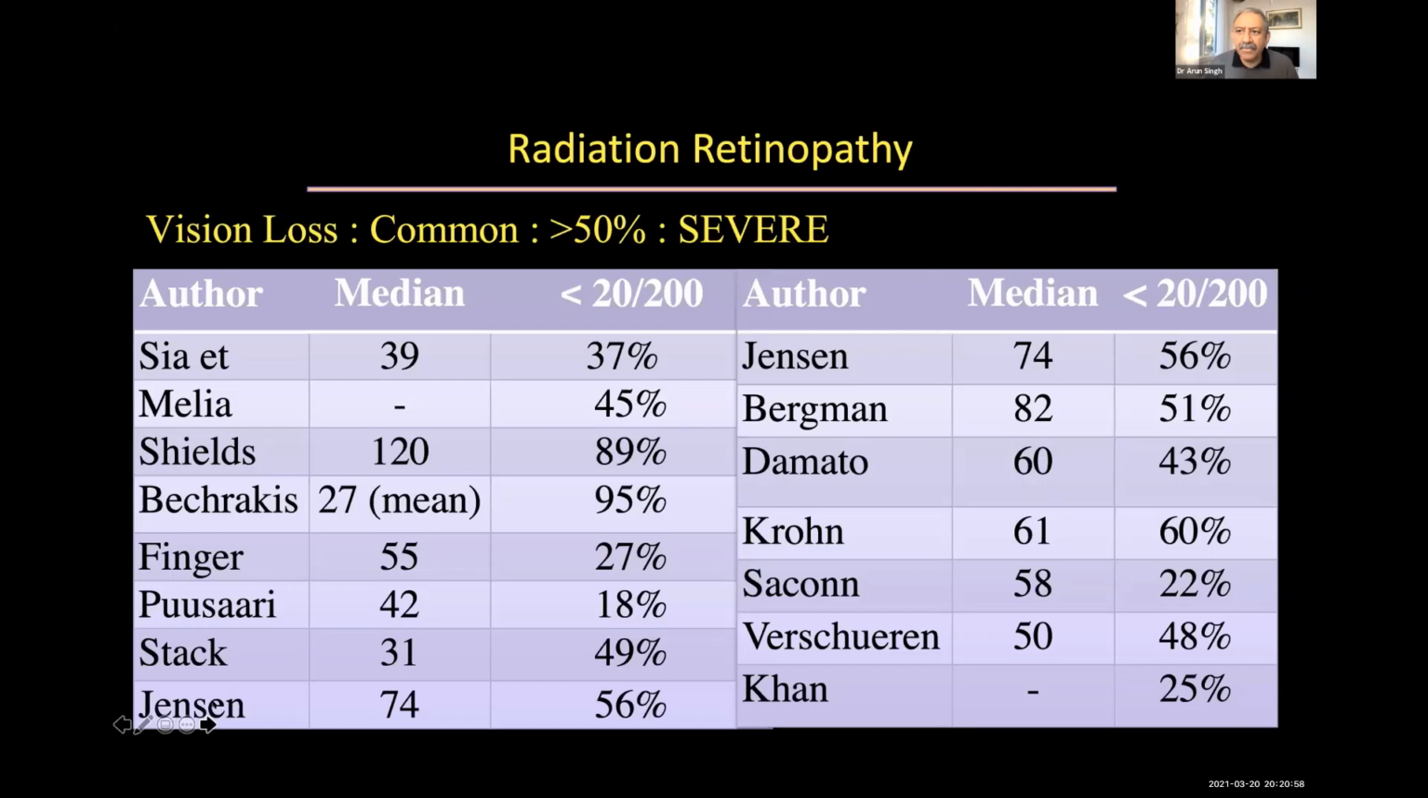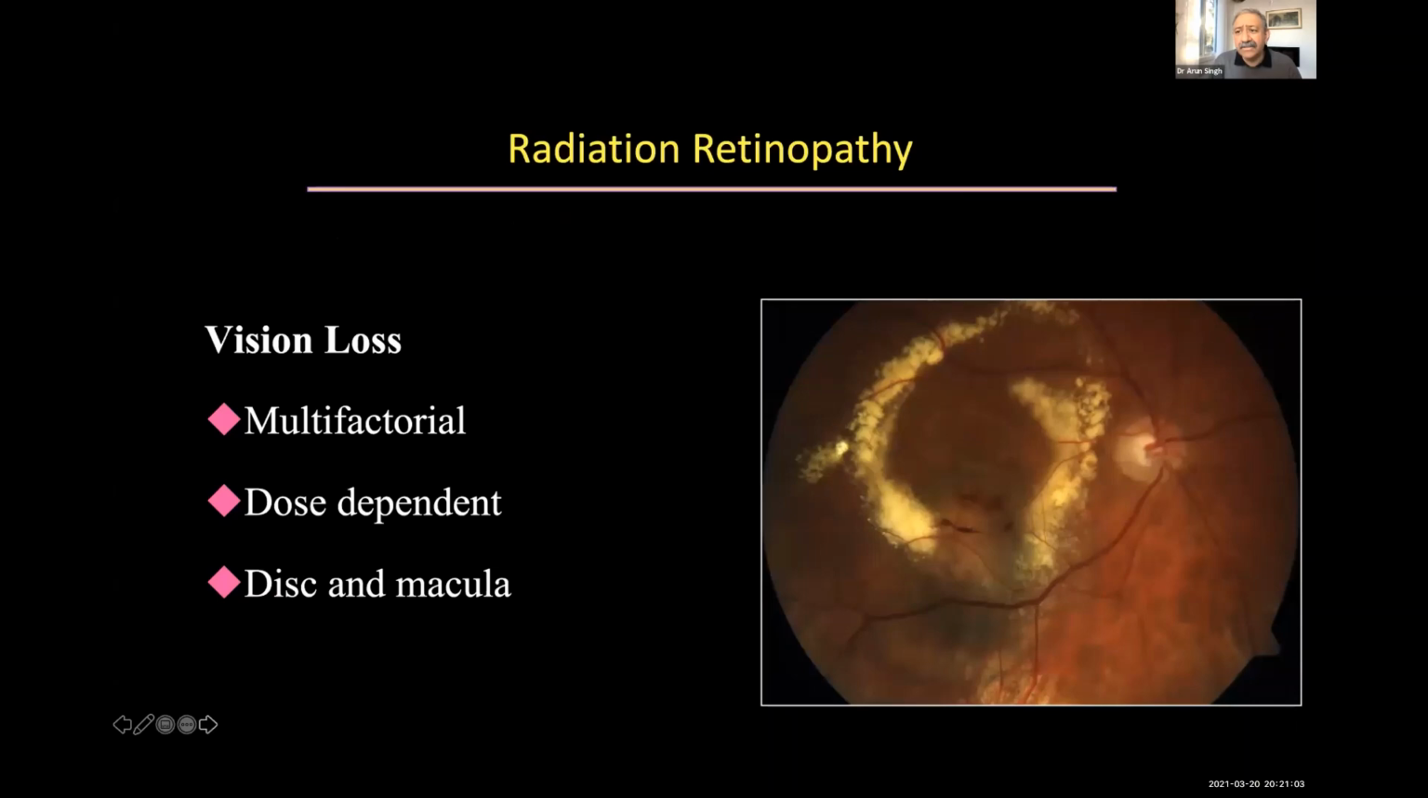As of now, radiation retinopathy is not treatable. Multiple treatments are being explored, experiments and trials have been undertaken, but we have no effective therapy. So one way to manage that is to avoid radiation retinopathy. Well, how can you avoid it? Because we know it's dose dependent. So if you can cut down the dose of radiation, then that's one way to avoid radiation retinopathy.